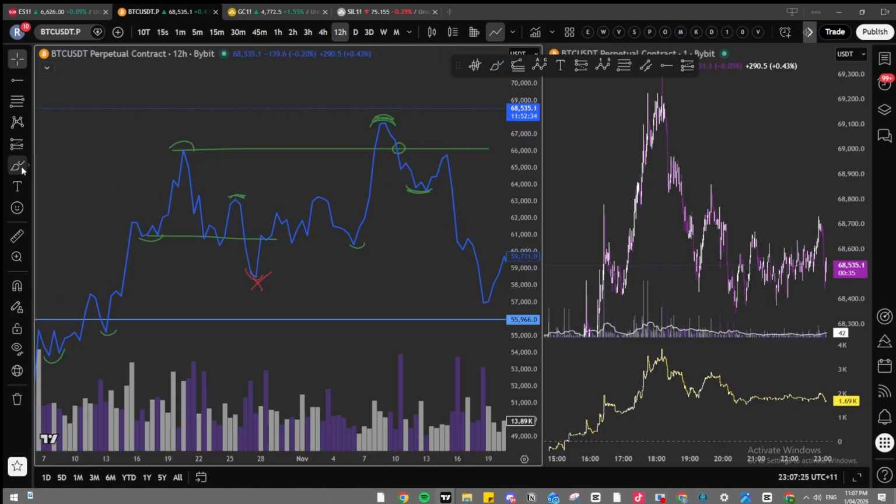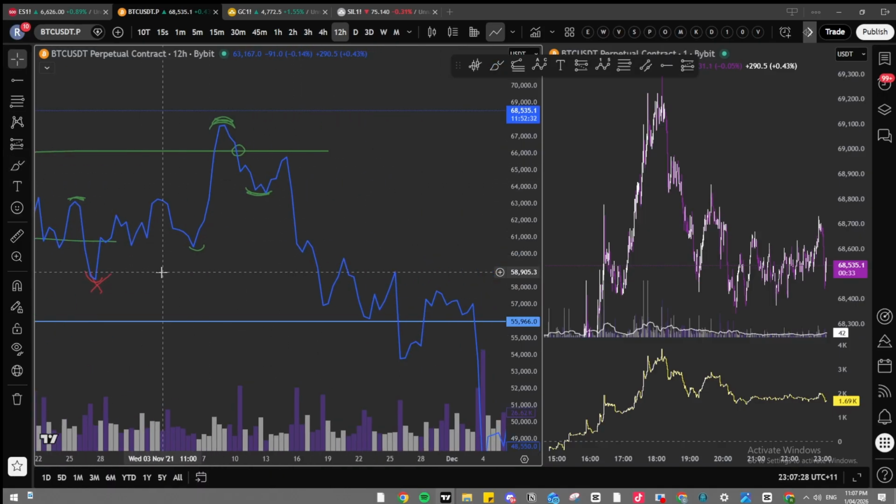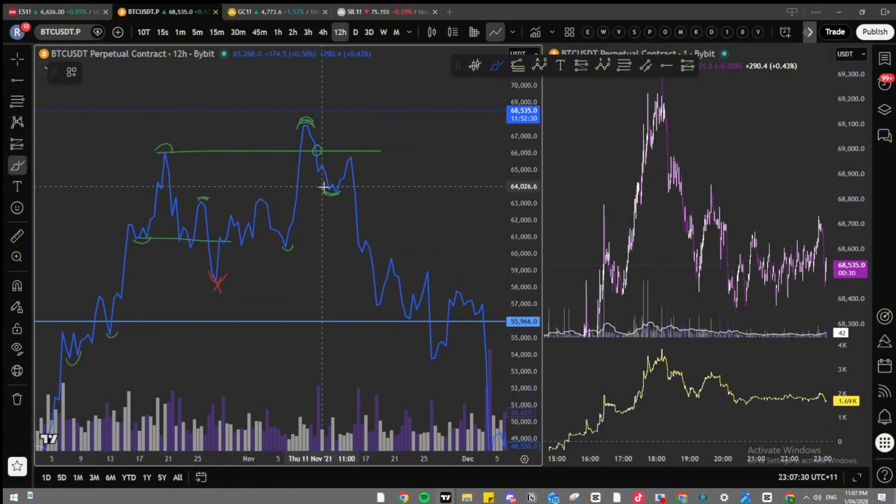It happens. And then as we can see, this fails and we take out structure yet again. So now we're back in the bearish structure because this low got taken out very aggressively as well.